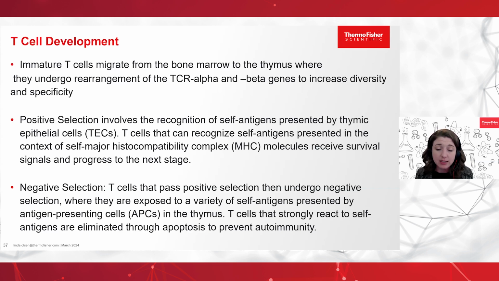Next, there is a negative selection where, if they've passed the first stage, they will be exposed to a variety of self antigens presented by antigen presenting cells. If they strongly react and attack those self antigens, they are eliminated to prevent autoimmunity. So we're looking for the sweet spot of not too little and not too much, to make a T cell with a specific receptor that reacts the correct amount.